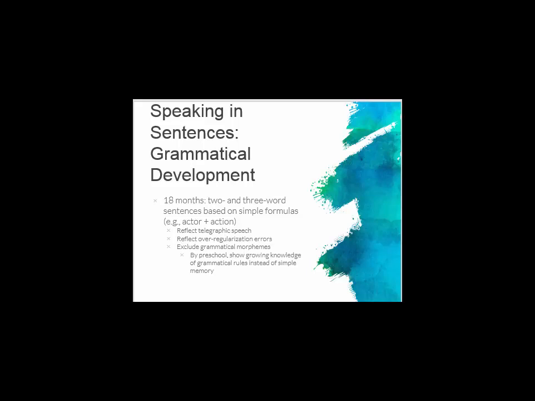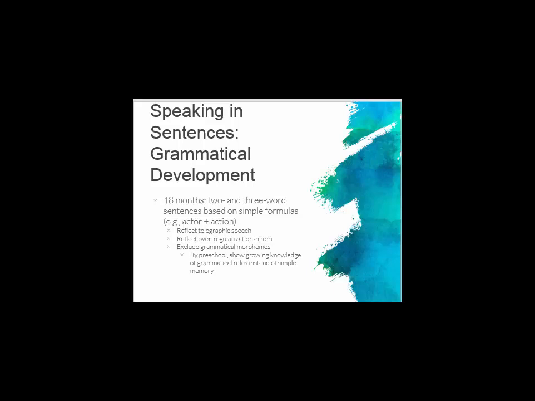Over-regularizations are common here. These are rules that children apply to words that are exceptions to the rule. So this would be that example of, instead of saying mice, a child would say mouses. Instead of saying caught, a child might say catched.